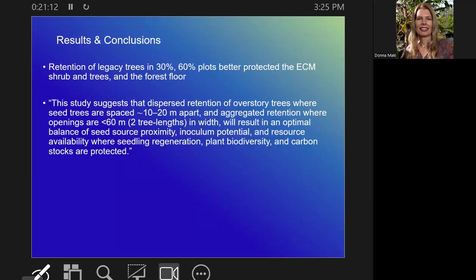So one of the quotes taken from their conclusions suggests that dispersed retention of overstory trees, where seed trees are spaced about 10 to 20 meters apart, and aggregated retention, where openings are less than 60 meters in width, will result in an optimal balance of seed source proximity, inoculum potential, that's the ectomycorrhizal, and resource availability, where seedling regeneration, plant biodiversity, and carbon stocks are protected.